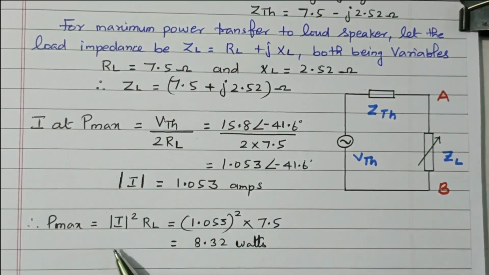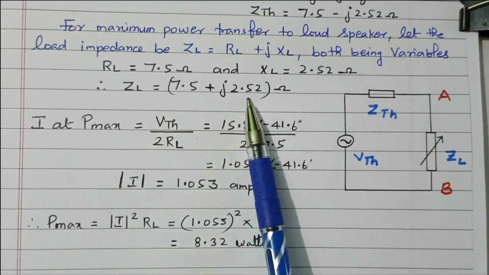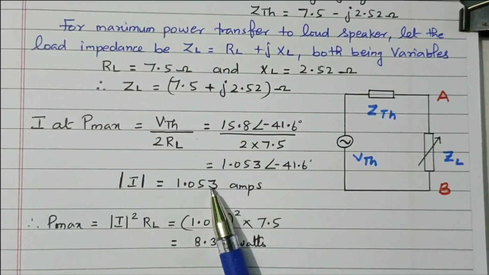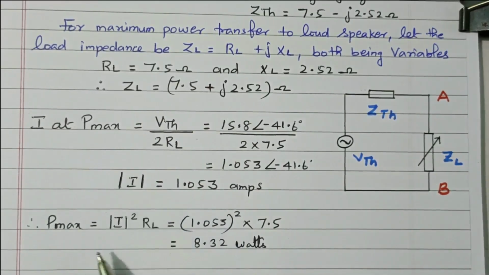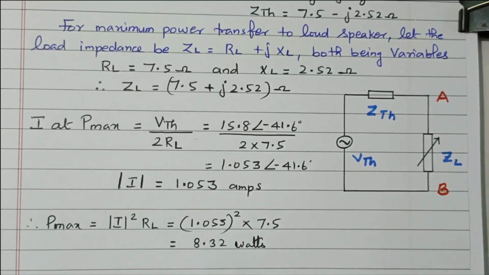This is the maximum power. So we calculated the impedance of the loudspeaker, then the current flowing through the loudspeaker under maximum power condition, and the value of the maximum power is 8.32 watts.